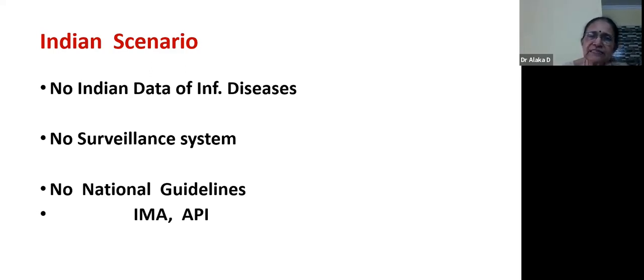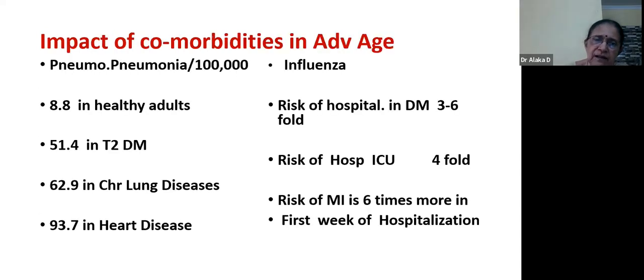In spite of all these infectious diseases, we have yet to develop national guidelines for these vaccine preventable diseases. IMA has developed some guidelines. API has developed some guidelines, but they are not yet honored as national guidelines for adult vaccination or adult immunization. And therefore, we depend on CDC and other guidelines available in the medical literature.